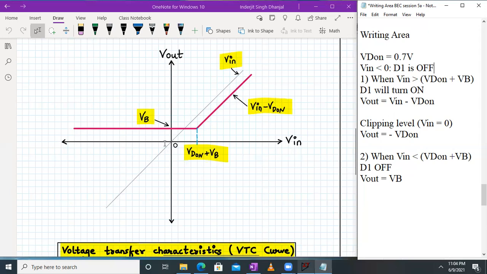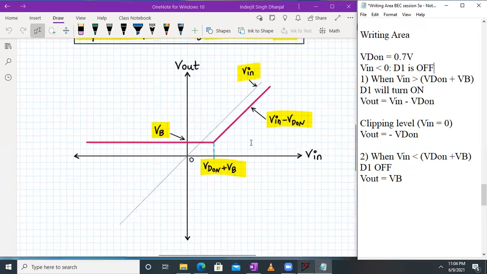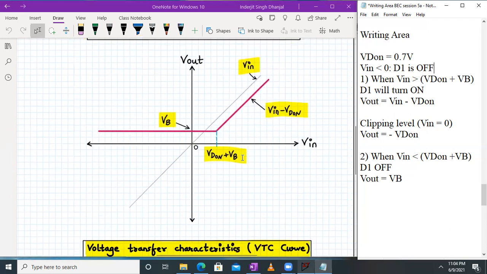And beyond that, I have my V in curve, which is a straight line passing through the origin with a slope of 1. I will draw a line which is parallel to this V in curve. So what is this new line? Output is tracking the input with a shift of VD on. That is the new line over here. So this is my VTC curve for the clipper number 14.